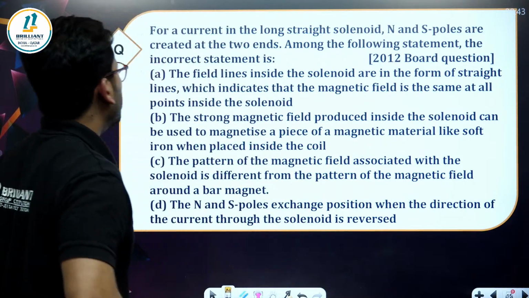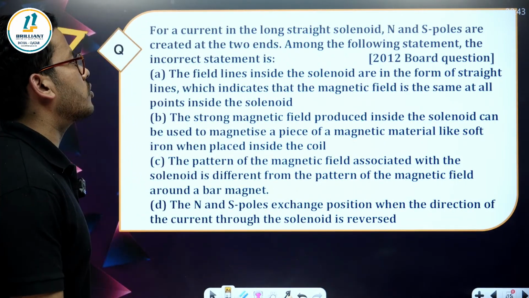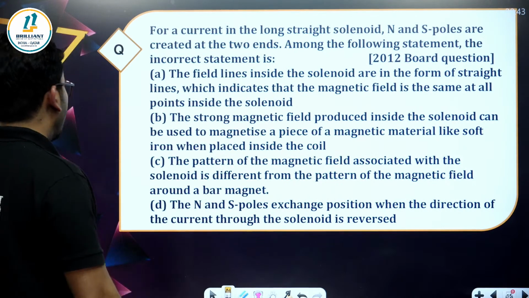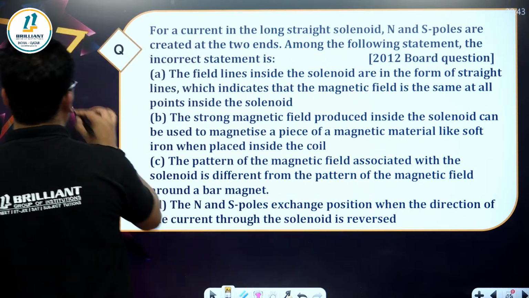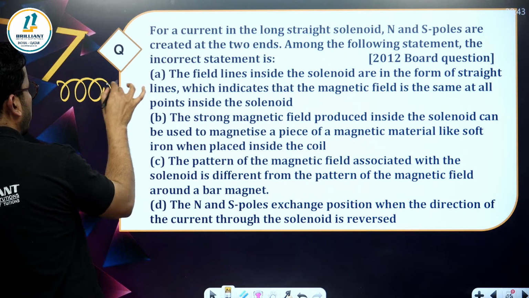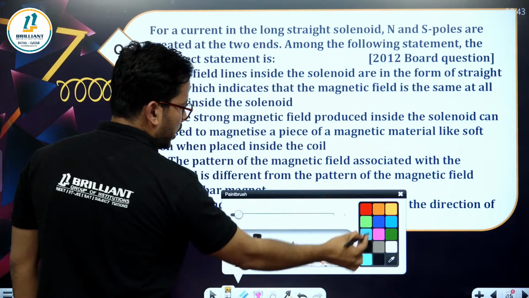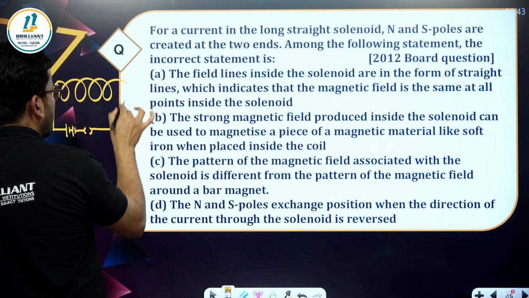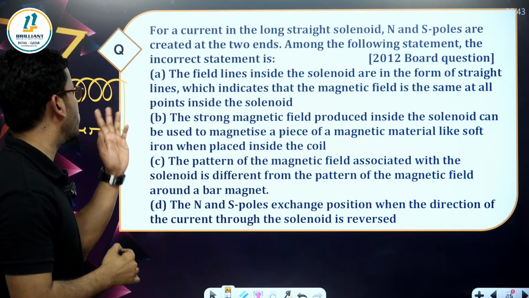All right. The question is, for a current in a straight long solenoid, North Pole and South Pole are created at the two ends. So they are telling that when we have a solenoid and you fix it with a circuit, what's going to happen? It will basically generate two ends over here.